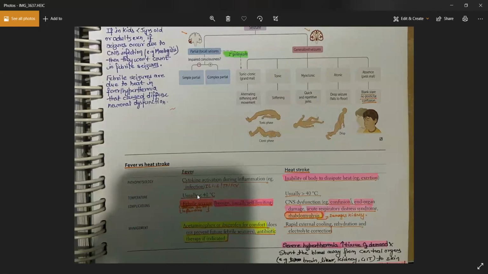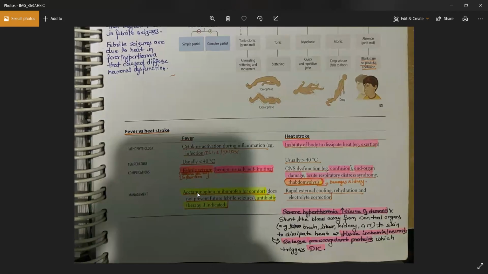Okay. Now you need to know the difference between fever and heat stroke. Fever happens whenever the prostaglandins stimulate your hypothalamus to raise the temperature of your body, to raise the set point, right? And heat stroke happens whenever external heat enters your body. Okay, it is not physiologically induced. It is just external heat. Whenever you cannot dissipate the heat of your body, you will get heat stroke.